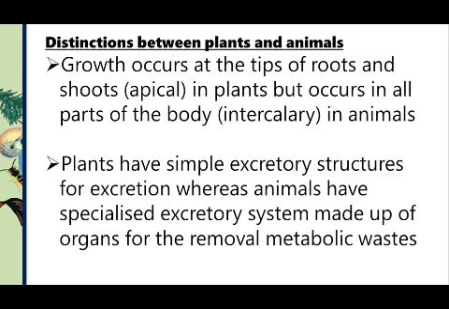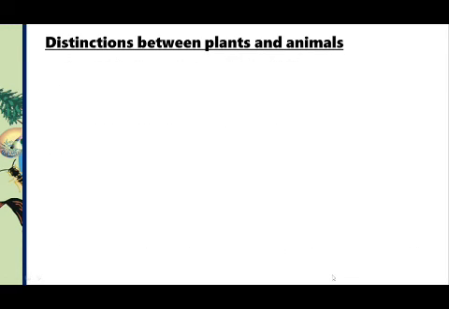In terms of excretion, plants have simple excretory structures, whereas animals have a specialized excretory system that is made up of organs for the removal of metabolic waste as well as excess substances from the body. So these are the differences that exist between animals and plants.